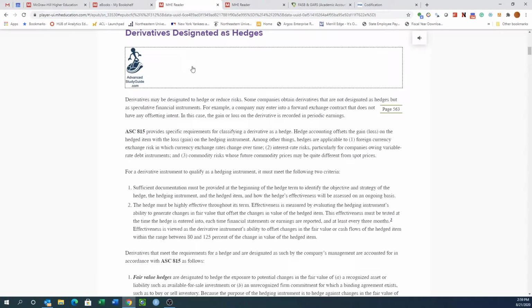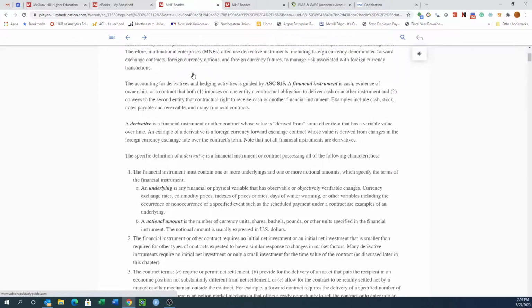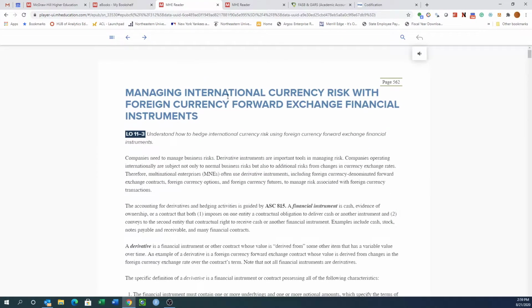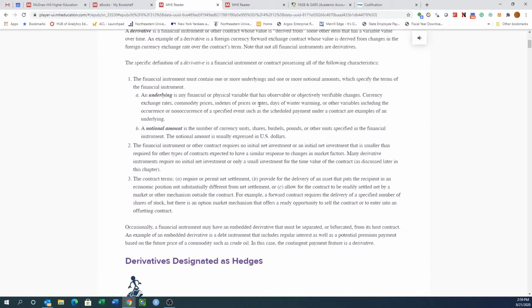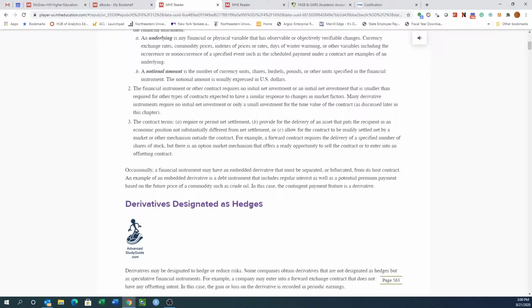We go to the Christensen book. We have a little bit more. This is talking about managing international risks. This is on page 562 with forwards. And they talk about derivatives designated as hedges.